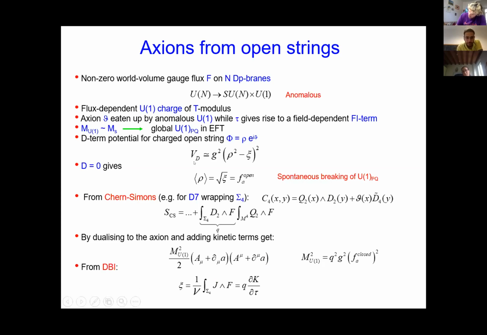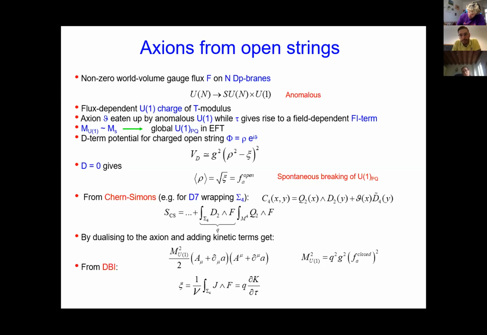So in this case, what happens is that, again, you look at this U(N) gauge theory on a stack of N D7-branes, which is anomalous. There is an anomalous U(1) there, and you turn on gauge fluxes on these branes. And what happens in general is that the axion theta that I was mentioning earlier gets eaten up by these anomalous U(1)s in the process of anomaly cancellation.